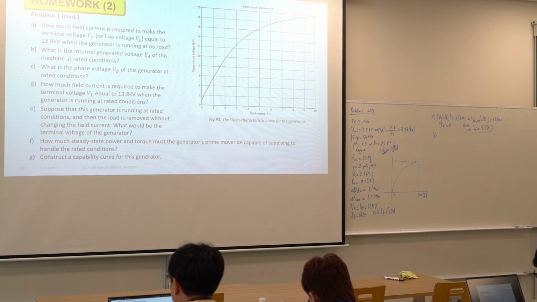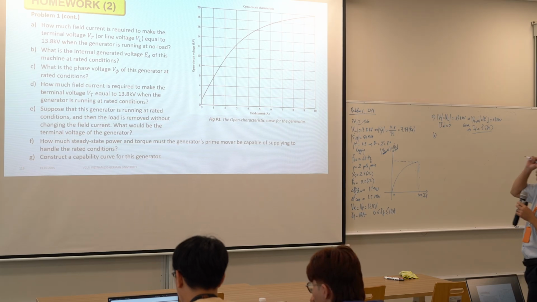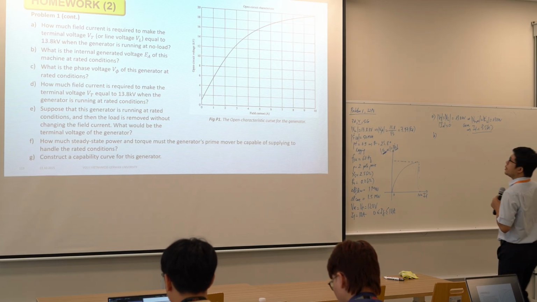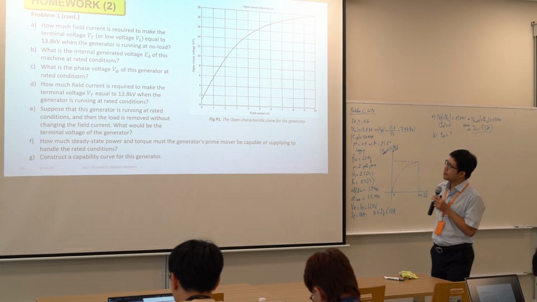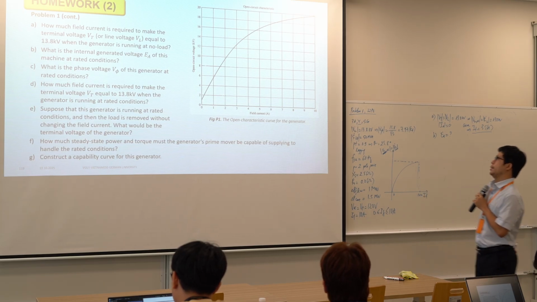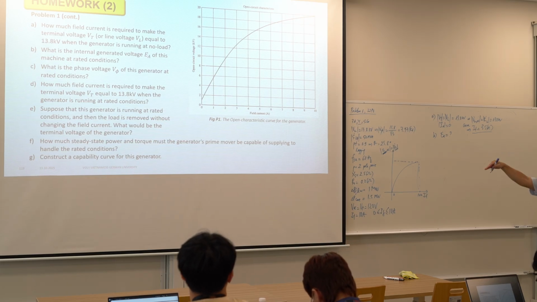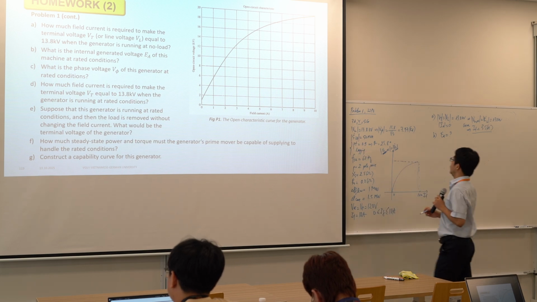What is the terminal? What is the internal generated voltage EA? So we need to calculate EA. How much is the internal generated voltage of this machine at rated condition? Rated condition means full load. And here is full load.